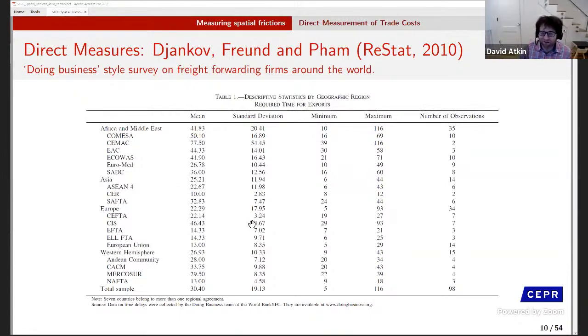This may be a little misleading in the sense that even if you have a mean for, say, Africa and the Middle East of 41 days, as opposed to Europe of 22 days, maybe we should care more about the minimum and the maximum here.